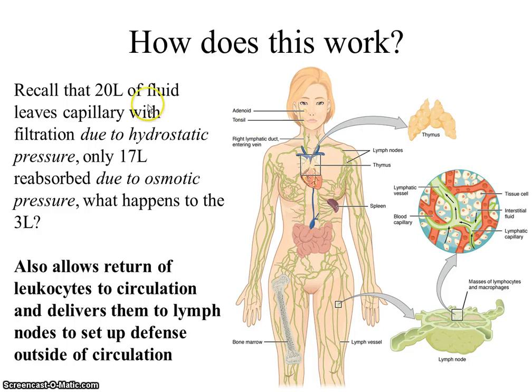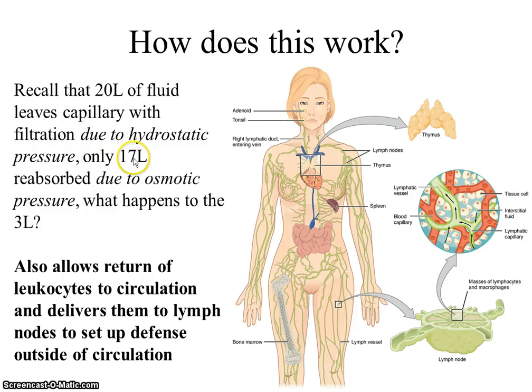So I say here again, you don't have to know these numbers, but recall that overall 20 liters of fluid leaves the capillaries on a daily basis. Because again, you only have 5 to 6 liters, but remember they're circulating and recirculating. So overall, 20 liters of fluid leaves the capillaries with this process of filtration in the arterial end. And we said in the chapter on cardiovascular that this was due to the fact that hydrostatic pressure, or blood pressure, was high on the arterial end.